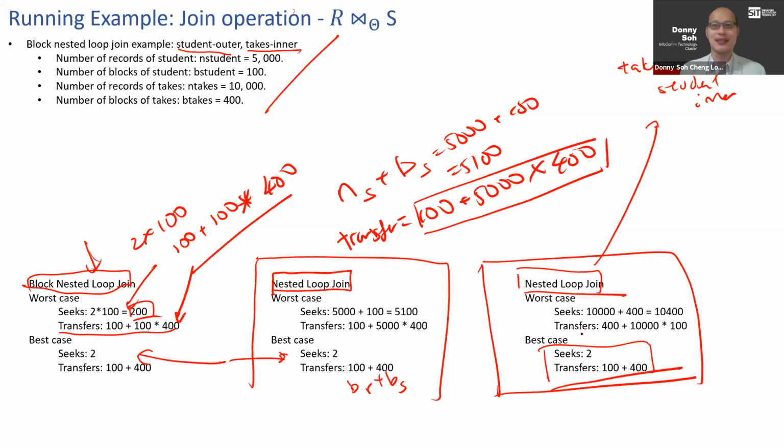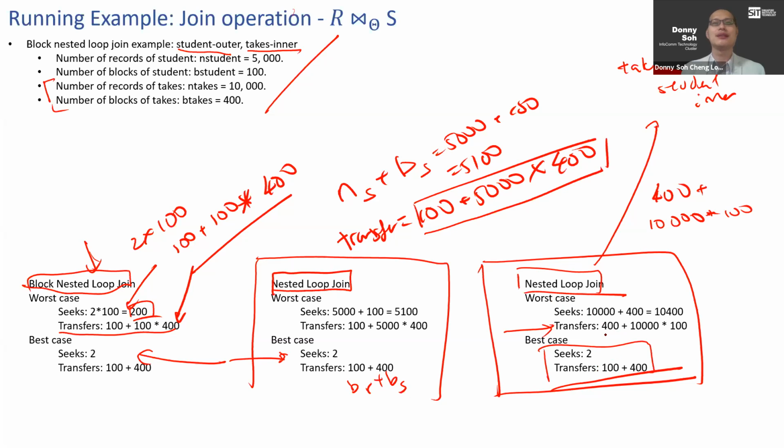Here, the best case is still the same. Now let's look at the worst case. Let's look at the transfer, because transfer is slightly easier to see. The transfer is going to be the number of blocks of my outer loop, which is 400, plus the number of records in my outer loop, which is 10,000, multiplied by the number of blocks of my inner loop, because this is a nested loop join.